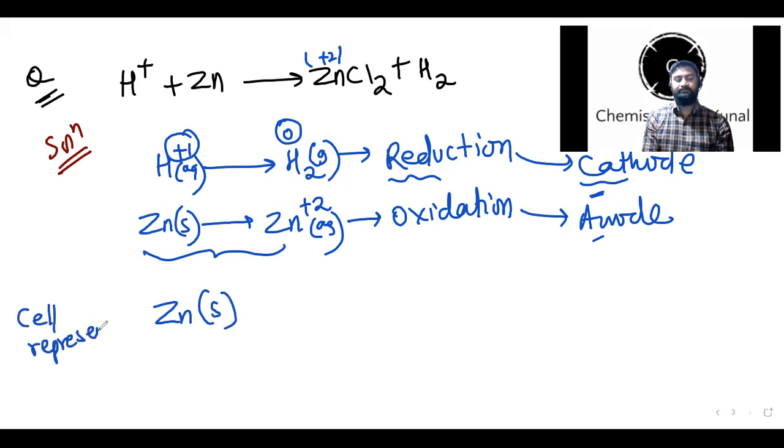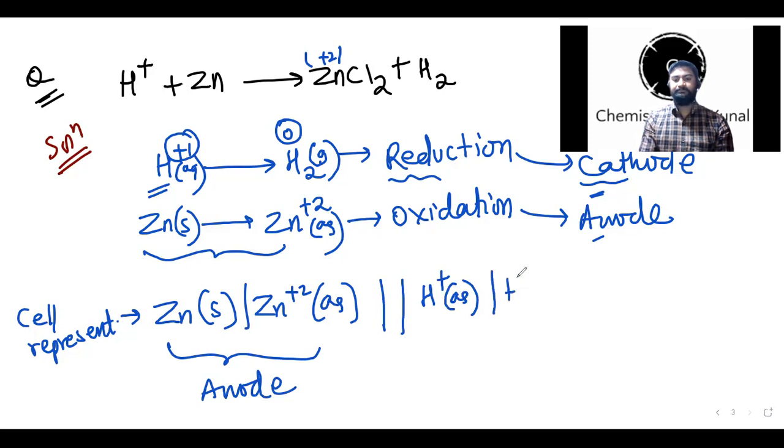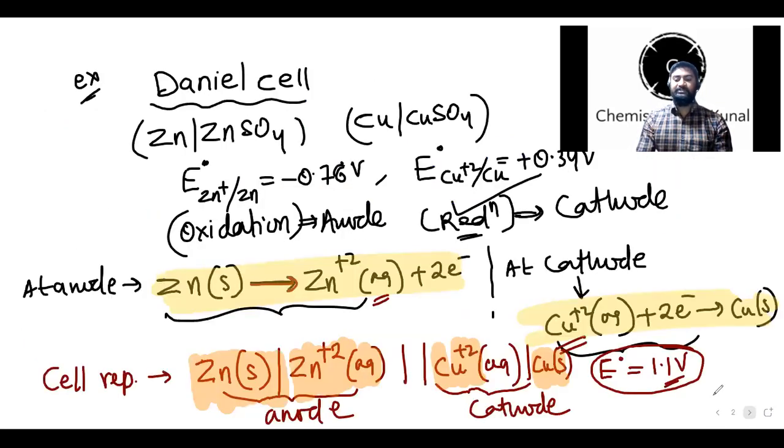Zinc, and then we have Zn2 plus aqueous, right? Then this is the end of anode. What next now? Cathode. So we'll separate it by a vertical line. And then we will write H plus ion because that's what we can see here, right? Giving us H2. This is how we can write it down. So that's how the cell can be represented. This is how we can represent a particular cell as per IUPAC. I hope you understood how to do the cell representation.